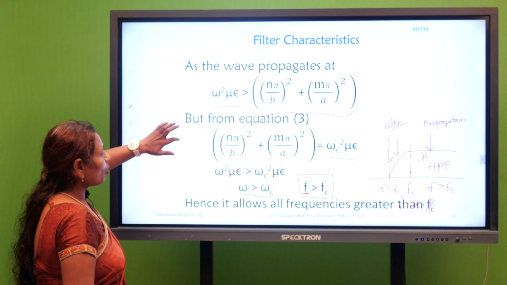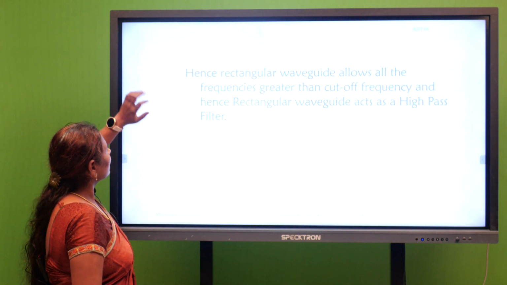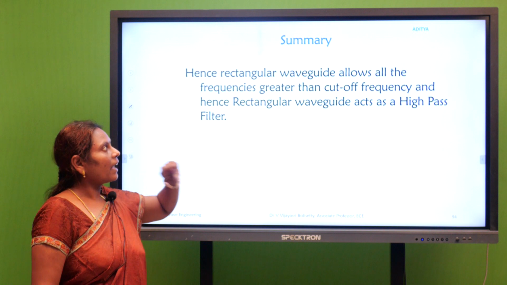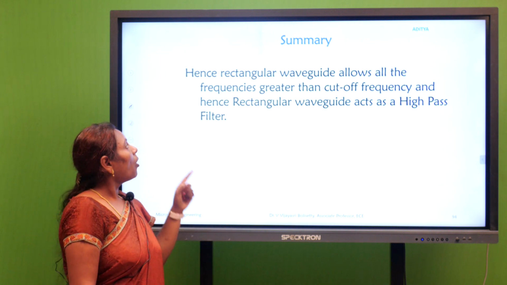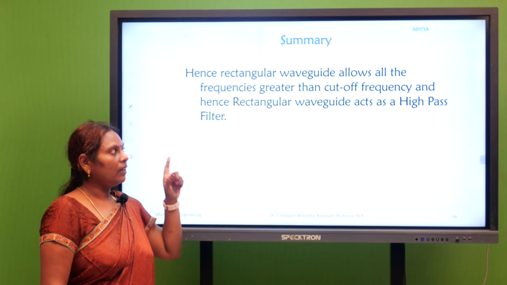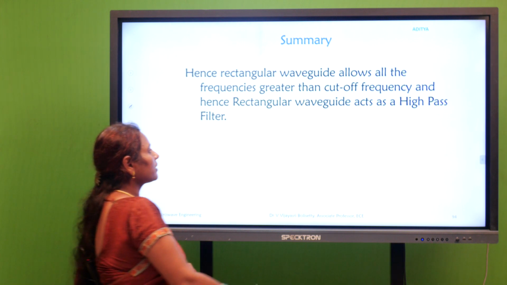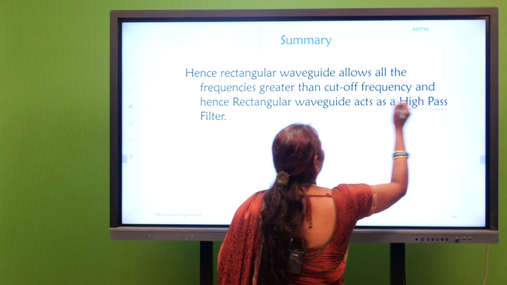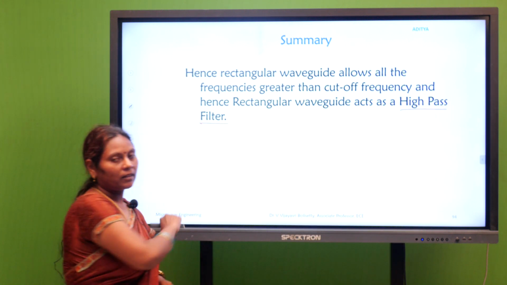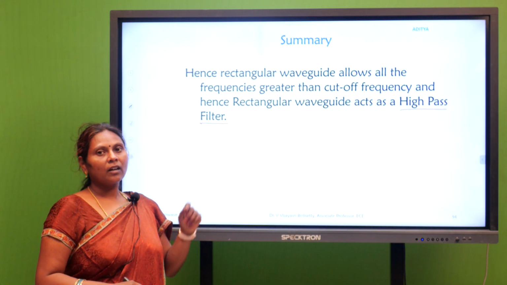As it allows all the frequencies greater than fc, we can say that the rectangular waveguide allows all the frequencies greater than the cutoff frequency, and hence the rectangular waveguide acts as a high pass filter. This is the summary of the cutoff frequency.